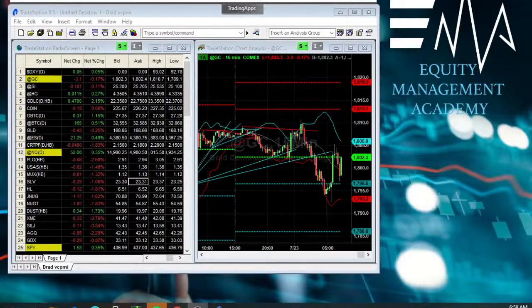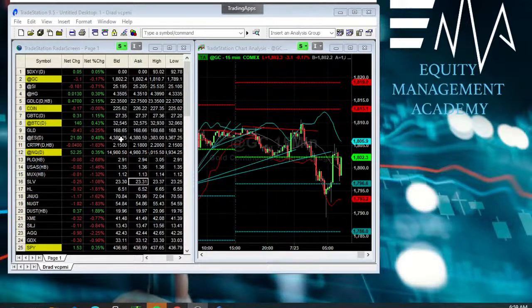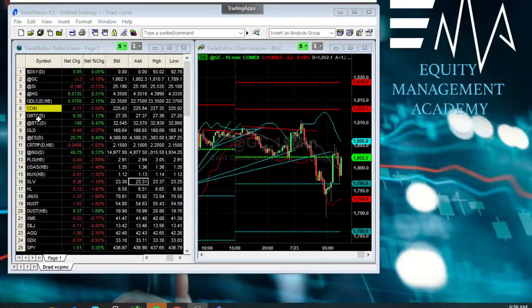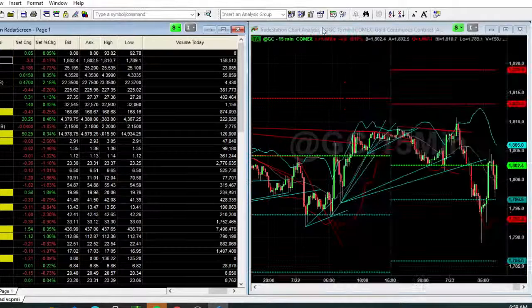We're going to jump right into the market here and take a look at gold, silver, and GBTC, which is the Grayscale Bitcoin Investment Trust. Let's jump right into the gold market here.